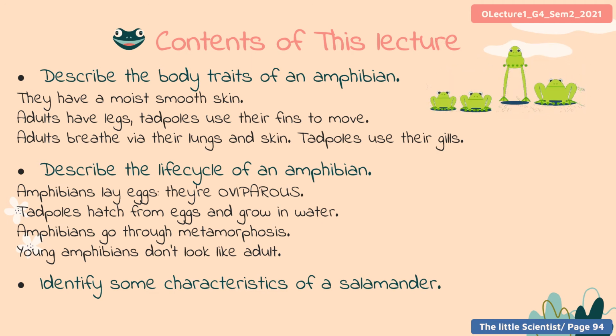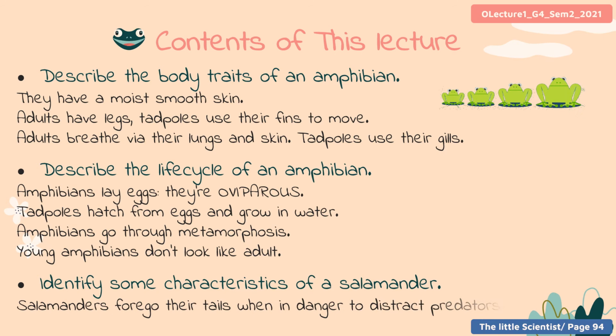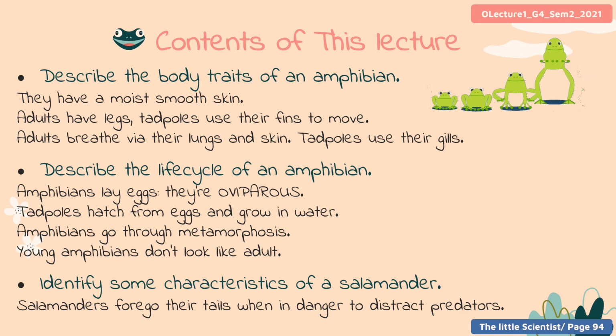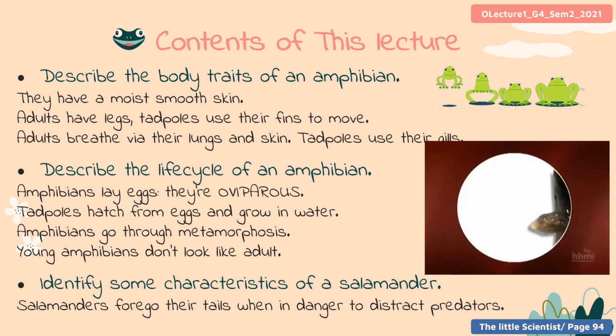How are salamanders different from other amphibians? Salamanders, when they feel in danger, have the ability to lose their tails. They lose their tails just to distract their predator with the tail and disappear, and then they can grow another tail. You will be watching now a video showing how salamanders can grow new limbs.